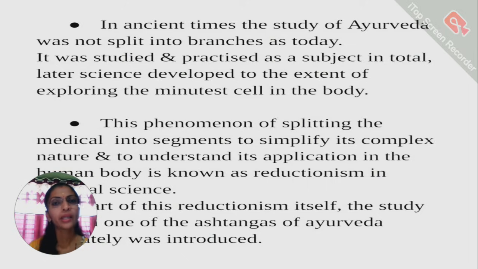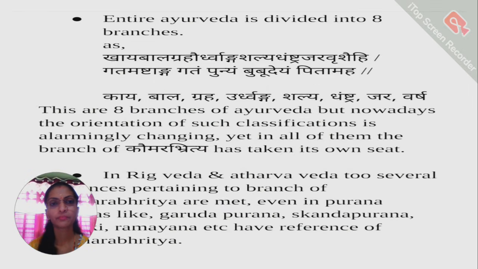Coming to the introduction of Ayurveda, in ancient times, the study of Ayurveda was not split into branches. As we all know, before the division into Ashtanga Ayurveda, it was studied as a whole, only Ayurveda. After a few years, when they felt we should study the different parts of Ayurveda particularly, they divided Ayurveda into 8 angas, that is, the Ashtangas of Ayurveda. This splitting of the phenomena, this splitting of Ayurveda, was known as reductionism.